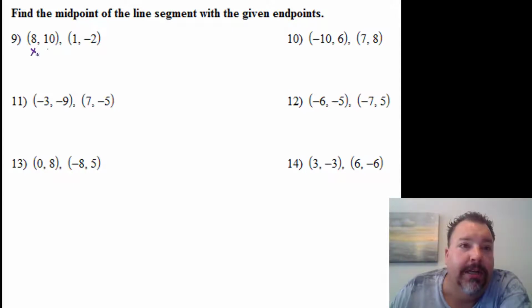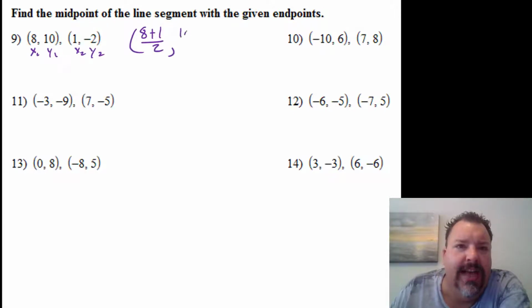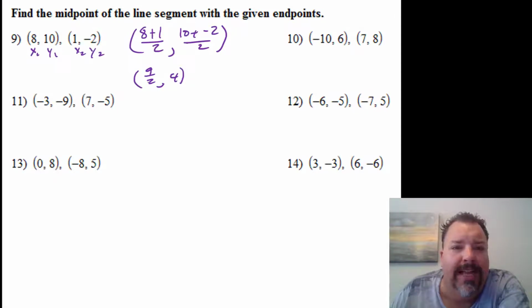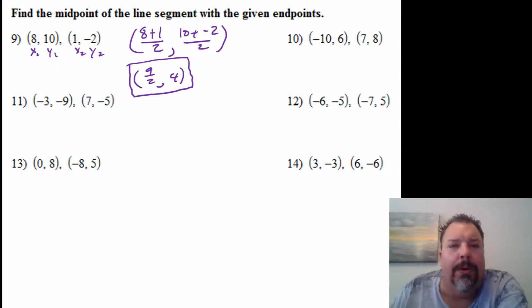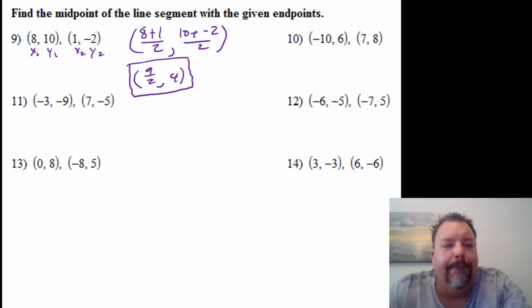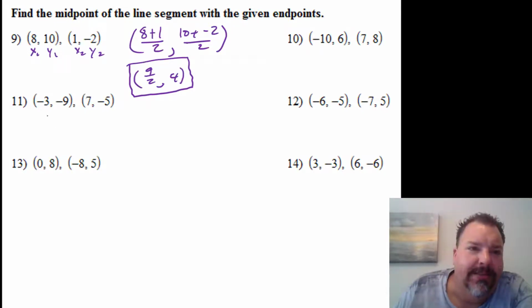So this guy, we're going to label x1, y1, x2, y2, add up our x's. So here we've got 8 plus 1, we're going to divide that by 2. We add up our y's, 10 plus -2. We're going to divide that by 2. Simplify. Here we're going to have 9/2. And here we're going to have 8 over 2, which is 4. So we got 9/2, comma 4. And again, we could write this 9/2 as a mixed number or as a decimal 4.5. It's that easy. That's the midpoint. That's all you have to do.